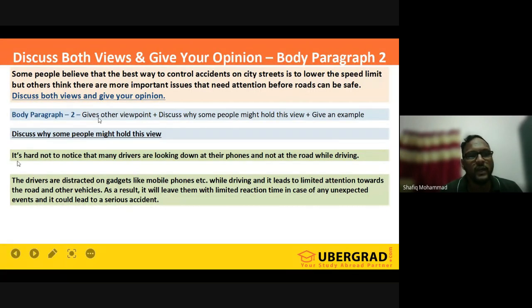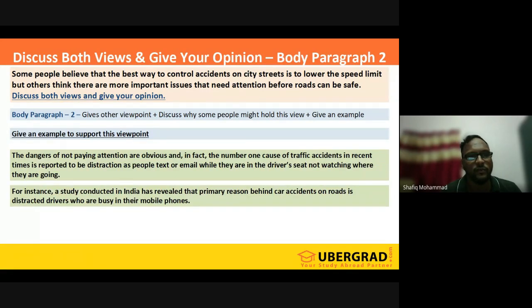So you're going to discuss why it is hard not to notice that many drivers are looking down at their phones and not at the road while driving. So he's giving the explanation for it in body paragraph 2. An example also. See, the danger of not paying attention is obvious. In fact, the number one cause of traffic accidents in recent times is reported to be distraction, as people text or email while driving. So email, I'm not sure, but they text a lot, not watching what they're going through.